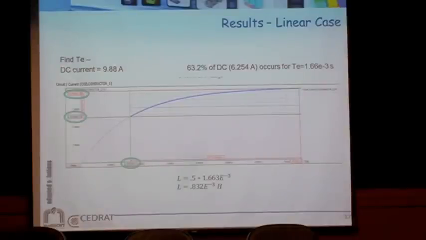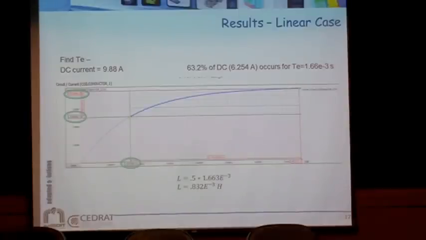63.2%, and you know this was not very smart. It's actually 10 normally, but it doesn't really matter. It's going to serve my purpose. 63.2%. Remember, this is the 1/e constant, and so that gives me a current of 6.254 amps. And if I point 6.254 amps here, I'm looking here, and I'm going to get the time here. And the time is 1.66 × 10⁻³ seconds.